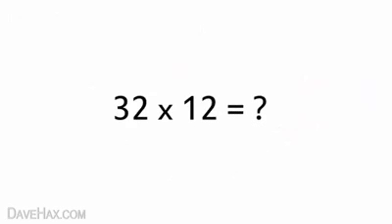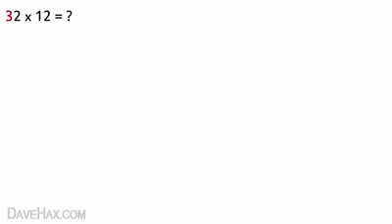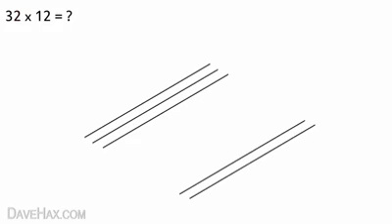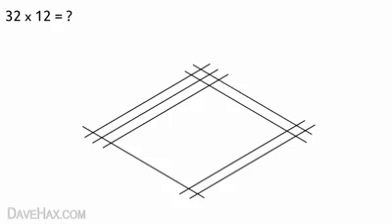32 times 12. The first digit of the first number is 3, so we draw 3 lines here. The next number is 2, so draw 2 lines here. Then we have the multiplication sign, and the next number is 1, so draw 1 line from here to here. And the final number is 2, so draw 2 lines here. Then we mark out our 3 zones again.